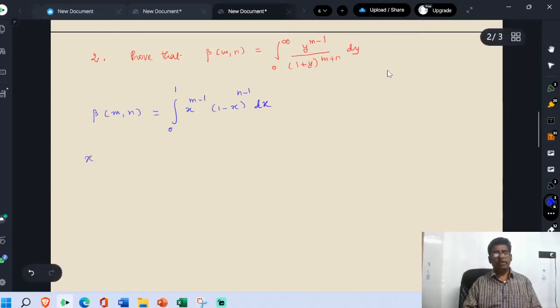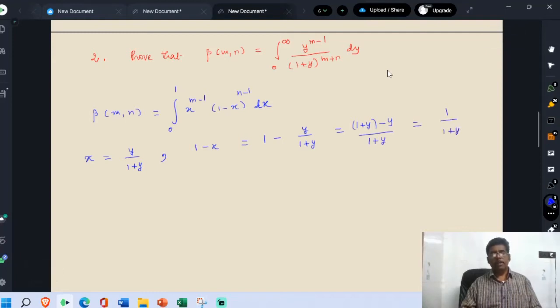Here put x equal to y divided by 1 plus y. Instead of x, we have to write y divided by 1 plus y. Then what about the value of 1 minus x? 1 minus x is equal to 1 minus y divided by 1 plus y, which is equal to, cross multiplying, 1 plus y minus y whole divided by 1 plus y, which is equal to 1 divided by 1 plus y. The value of 1 minus x is 1 divided by 1 plus y.